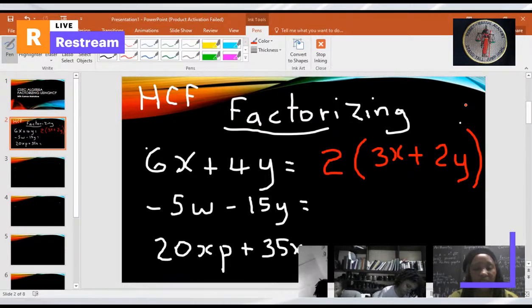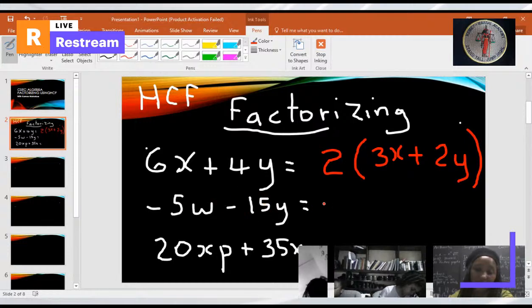We just removed the highest common factor and used that to divide into each term and write the answer that's left back. So how about negative 5w minus 15y? What's common to those two? Negative 5, miss. Negative 5 is common, right? Because negative 5 can go into itself, and negative 5 can go into negative 15.